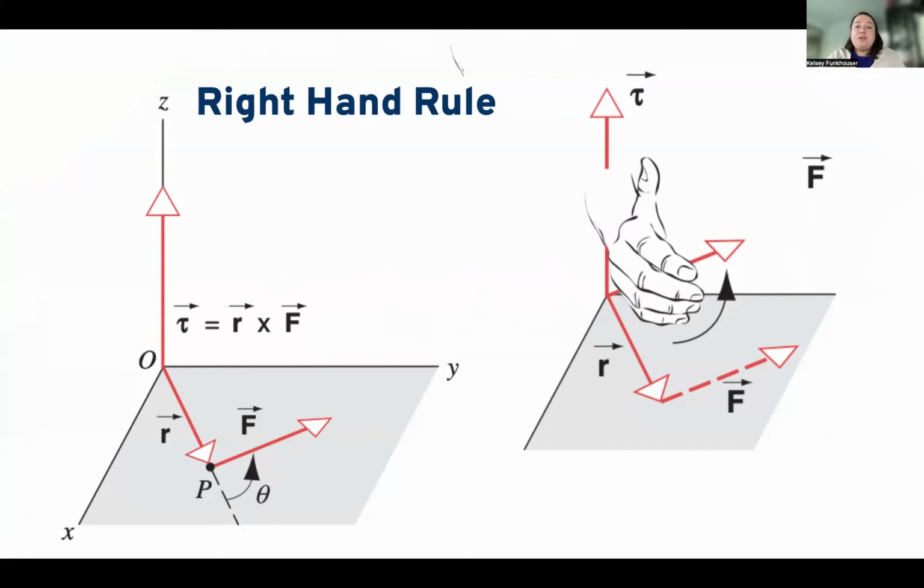So make sure you use your right hand. And this is a right-hand rule for a cross product in general. So other times when you're dealing with cross products, it will work the same. So you point your fingers in the direction of the radius or the radial line, and then you curl your fingers in the direction of the force, and your thumb again points in the direction of the torque. Fingers in the direction of the radius, curl in the direction of the force, and then your thumb is pointing in the direction of the torque.